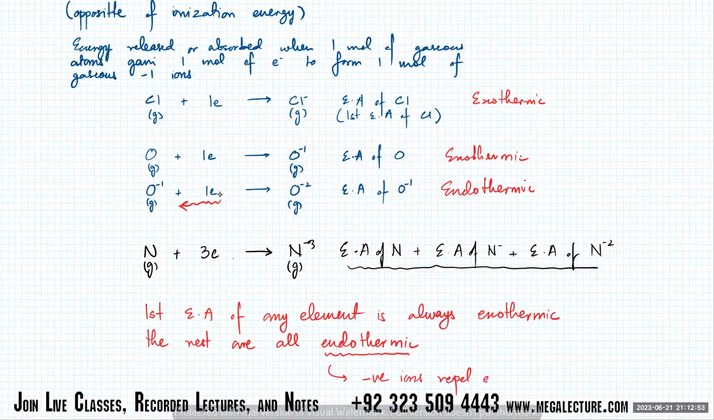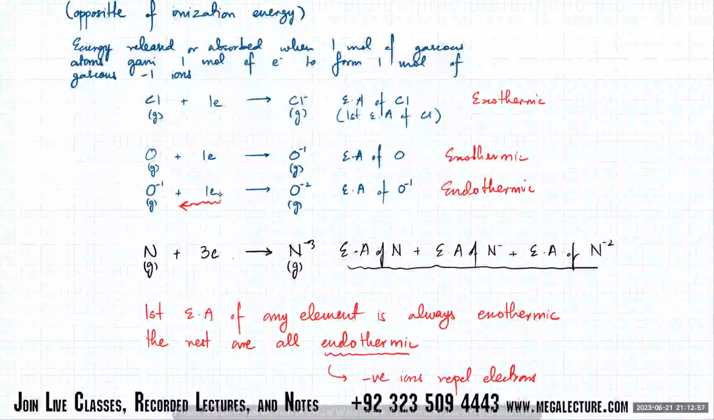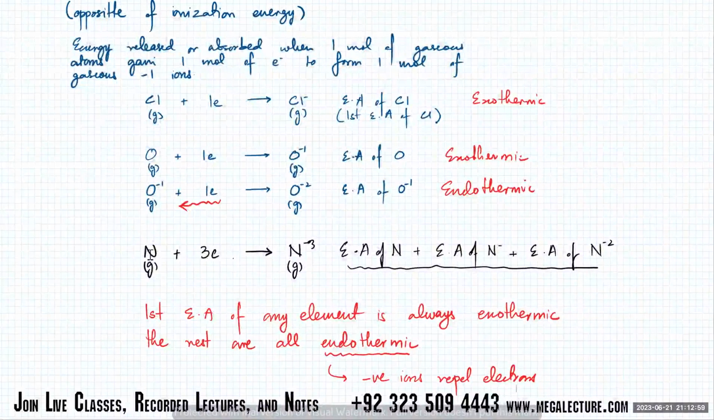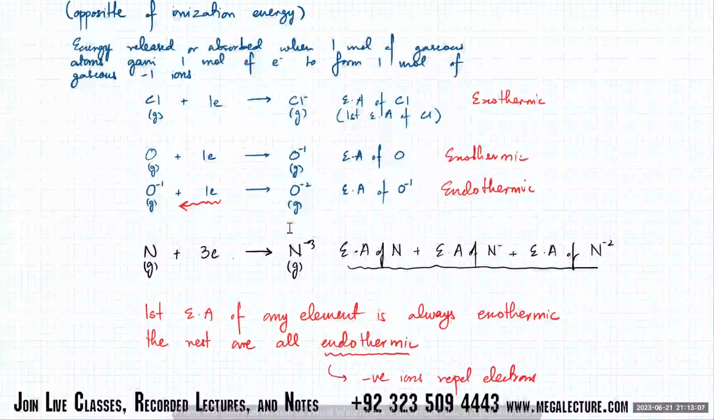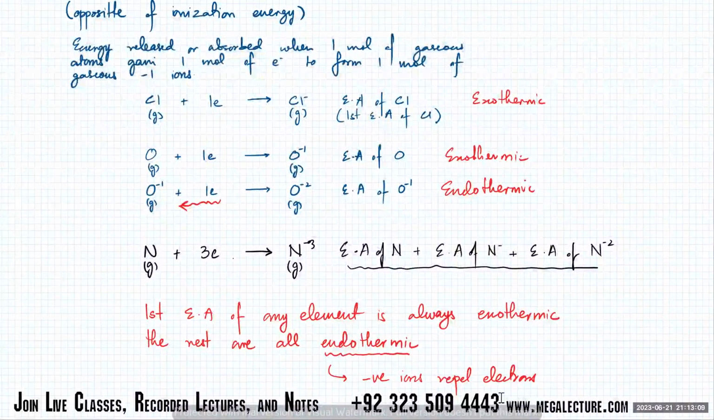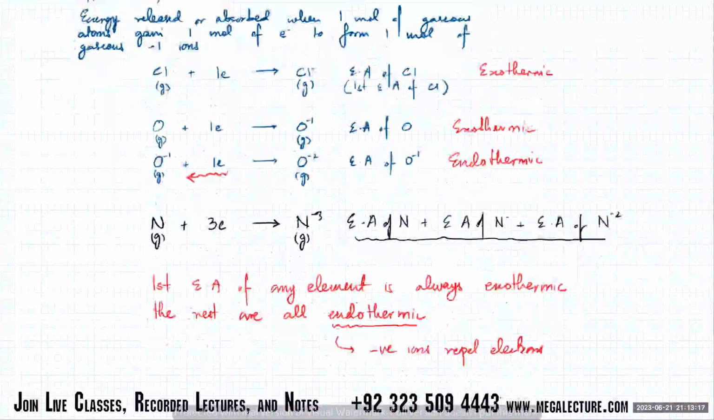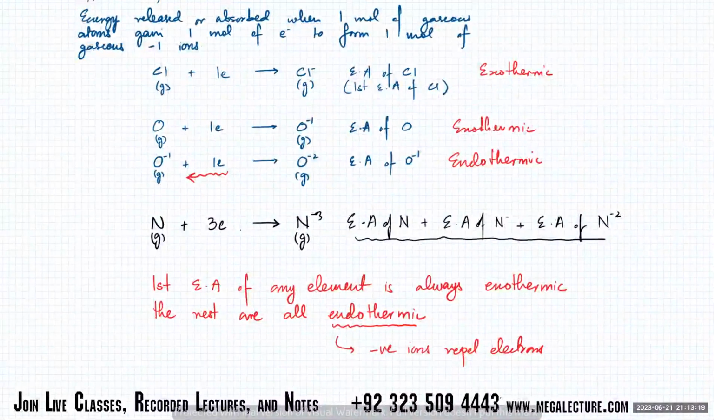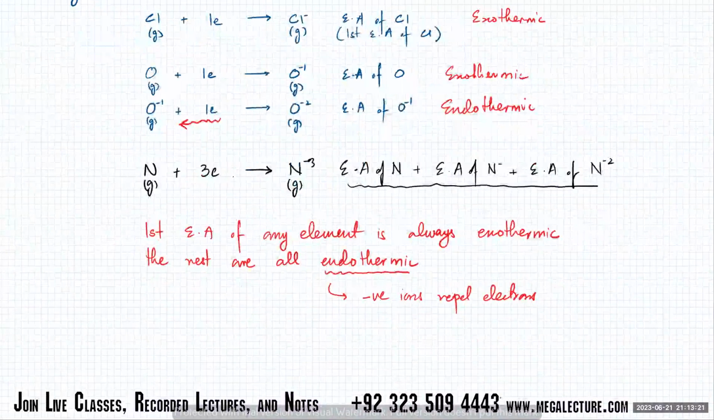So negative ions repel electrons. So the idea is that if this is nitrogen, gaining the first electron is easy. Gaining the second electron becomes more difficult. Gaining the third electron becomes even more difficult. So subsequently, it becomes harder and harder to actually gain electrons. So negative ions repel electrons, which makes it very endothermic. So that's the idea, and that's pretty much what electron affinity is.